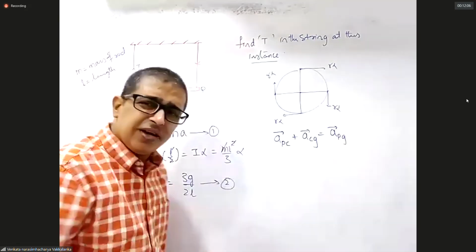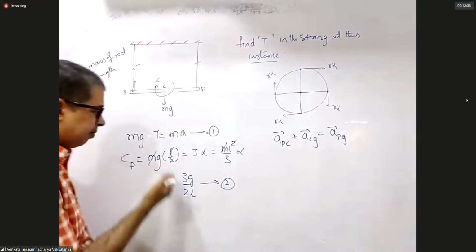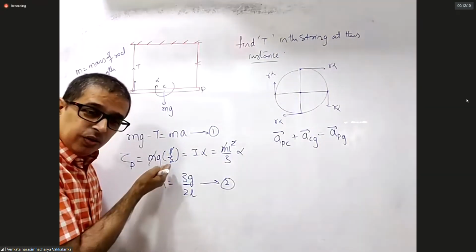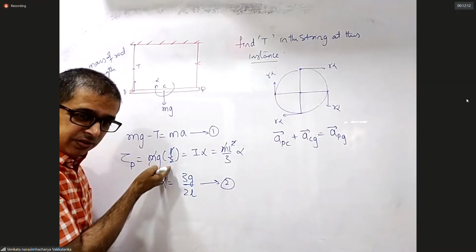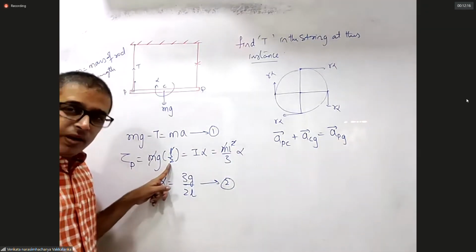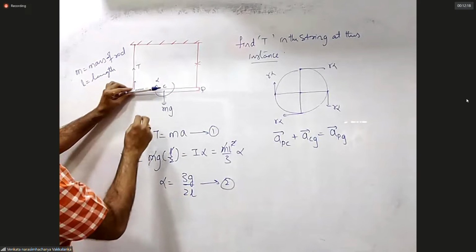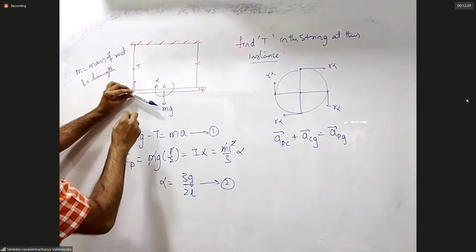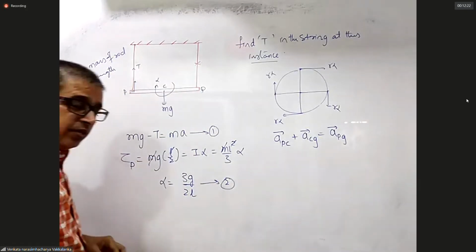Who told you alpha is clockwise? Your equation tells you. You have taken alpha clockwise. Mg into L by 2 is I into alpha. Mg into L by 2 is giving me clockwise. Yes or no? So alpha is clockwise.